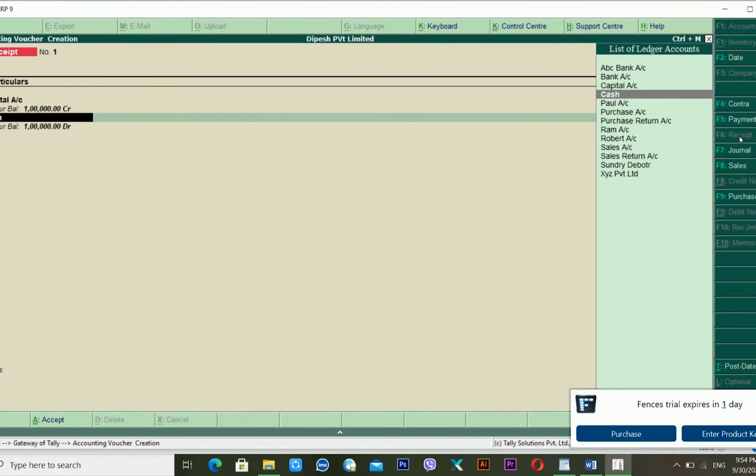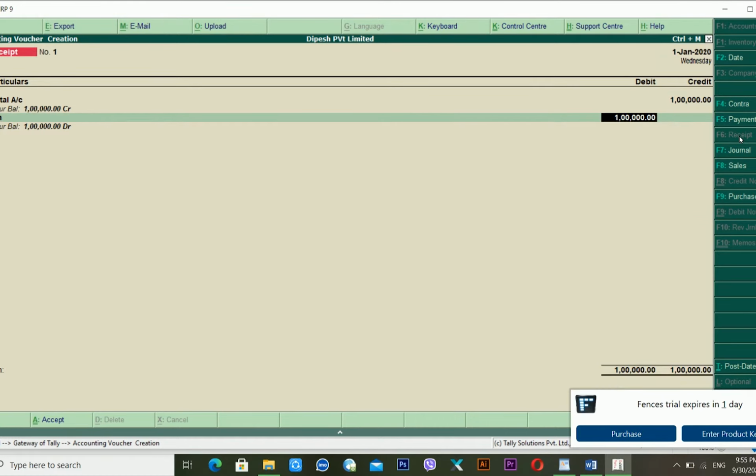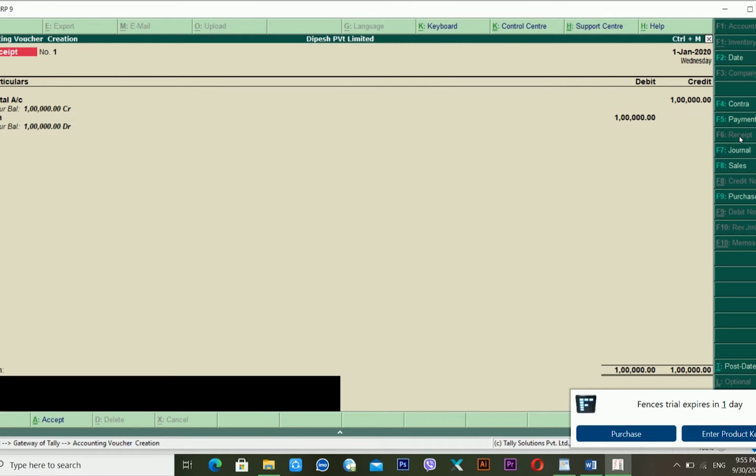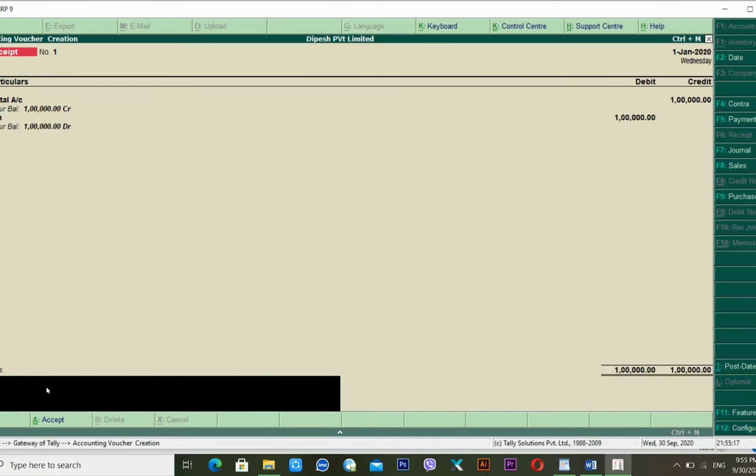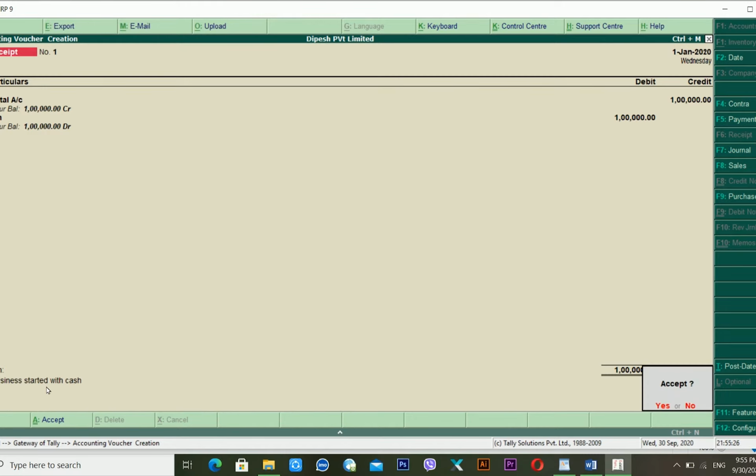But if you are starting a business with a bank account, in that case you can choose the bank account also. But in this scenario, we are using the cash account, so that's why I'm choosing the cash account. And the amount should be equal. Maybe you already have some basic knowledge about accounting also. For the narration, I am just using 'business started with cash', and pressing enter.